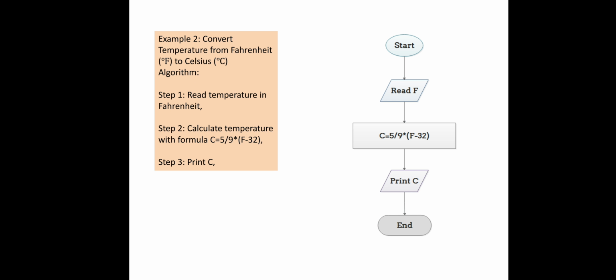The second flowchart I am mentioning here is to convert Fahrenheit temperature into degrees centigrade. In this case also you have to consider one temperature in a certain scale. In this example you have to consider it in Fahrenheit scale, and then you have to convert it into centigrade with the help of a mathematical formula. The same flowchart I have mentioned here.